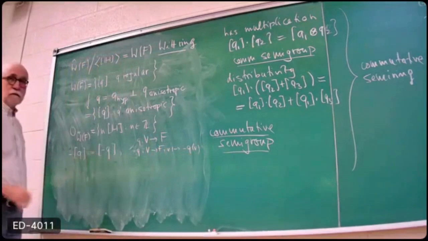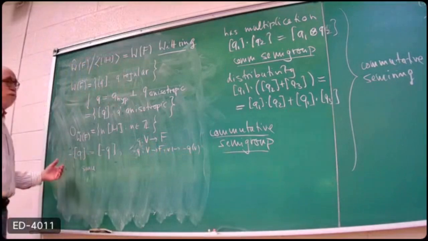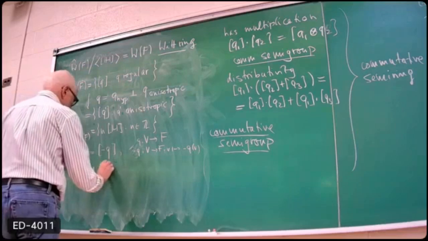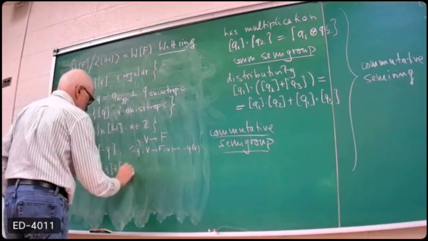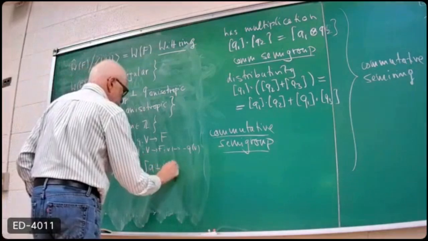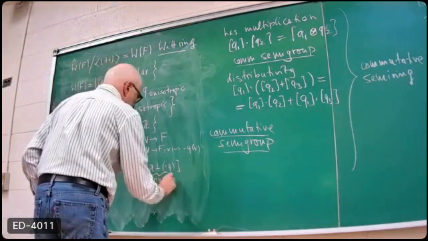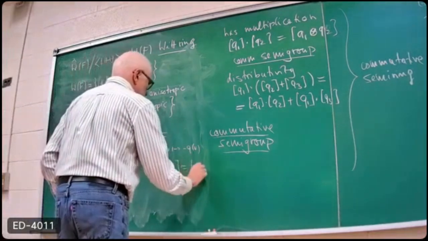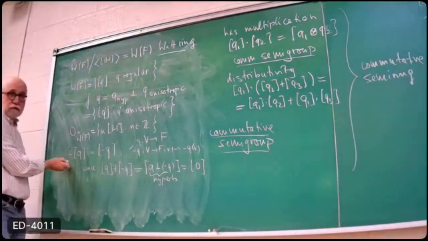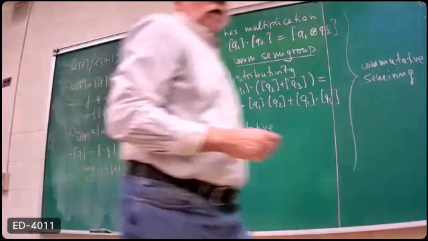Now, why is this true? Well, if I add Q and the isometry class of minus Q, right? So this is the isometry class of Q perp minus Q. Well, this is hyperbolic. So this is 0. So this equation tells you that the negative of Q is minus Q.